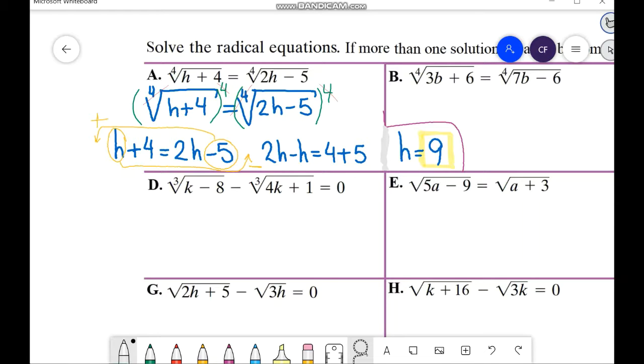H equals 9. Now give me 1 minute, I will check attendance, and after that we can work together on more questions.